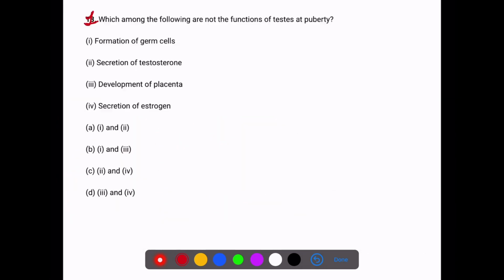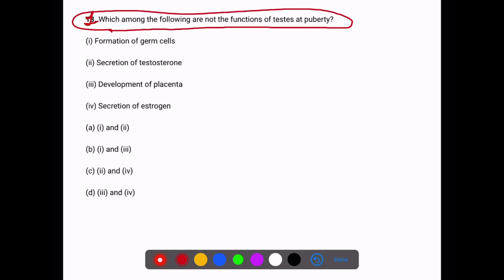Now I'm going to talk about a few important questions: board examination questions, MCQs, as well as subjective questions. Which among the following are not functions of testes at puberty? See, just watching my lectures and listening to them will not serve the purpose if you do not answer how much you are able to understand. So please, if you are understanding the lectures, try to answer these questions. It is not always a good idea to switch off the video thinking our purpose is done. Try to solve every question, right?